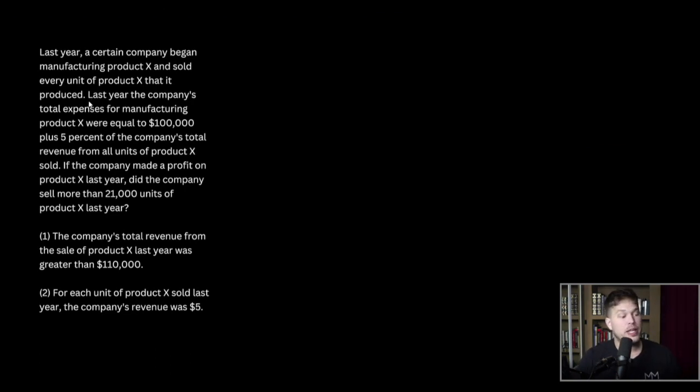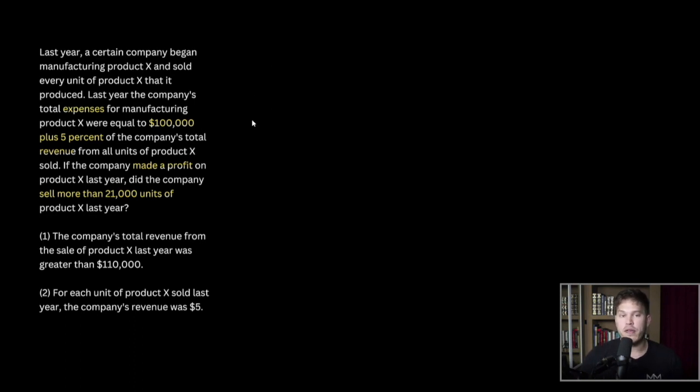Last year, a certain company began manufacturing product X and sold every unit of product X that it produced. Last year, the company's total expenses for manufacturing product X was equal to $100,000 plus 5% of the company's total revenue from all the units of product X sold. If the company made a profit on product X last year, did the company sell more than 21,000 units of product X last year? Okay, so big question here.